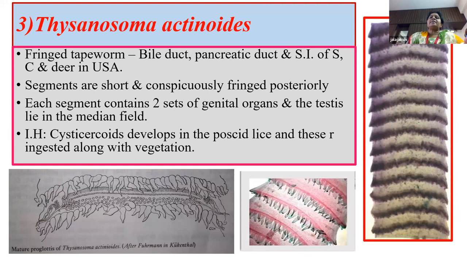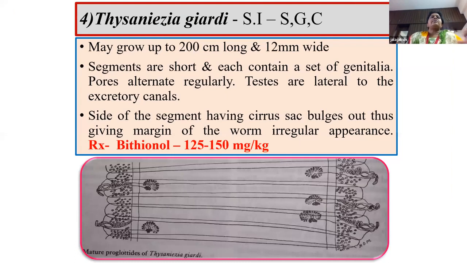And the life cycle is indirect, with the psocid lice acting as intermediate host. So for Stilesia it is oribatid mites, whereas for Thysanosoma it is lice. Cysticercoids normally develop in the psocid lice, and these are ingested along with the vegetation for further development in the host. And the fourth one is Thysaniezia giardi, mainly located in the small intestine of sheep, goat, and cattle.